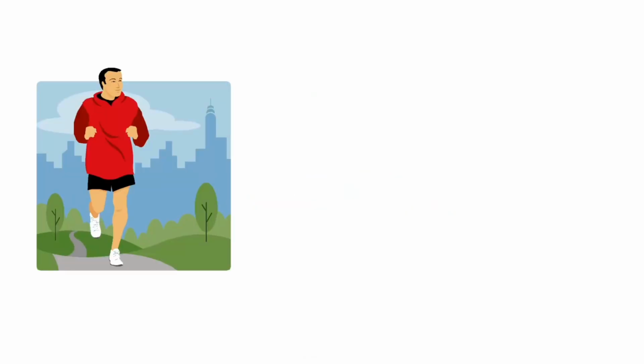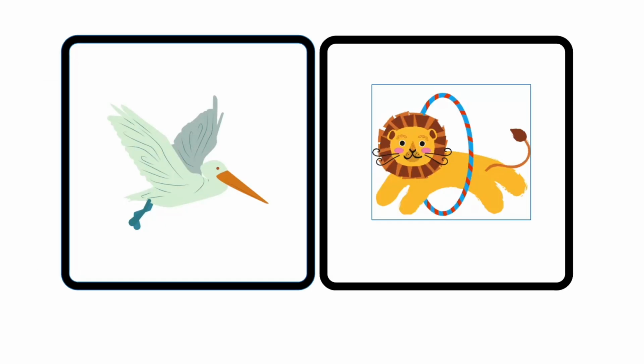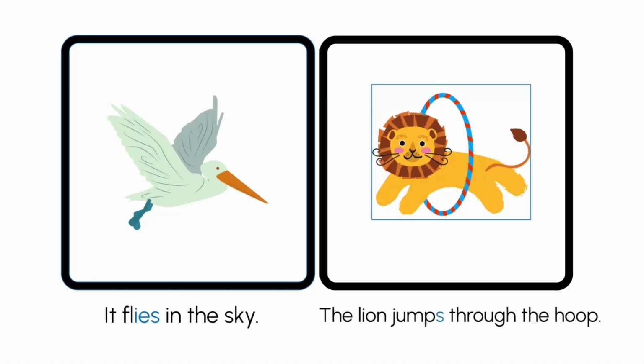Now for some practice. What could you say about this scene in the simple present tense? You could say, he runs in the park. Now for these two pictures. The bird flies in the sky. The lion jumps through the hoop.